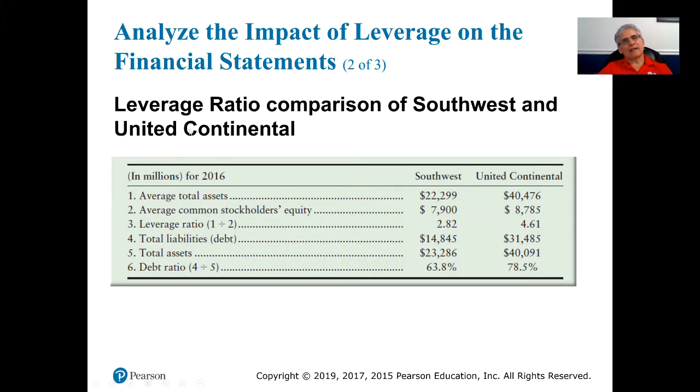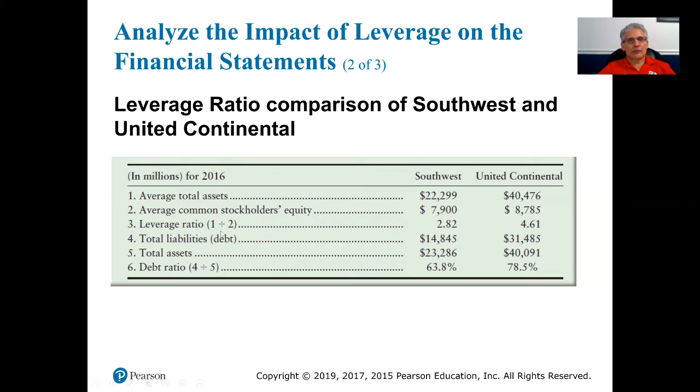Here we can see the leverage ratio comparison of Southwest and United Continental. These are two airlines. We can see that Southwest is about half the size of United Continental in terms of assets. Their equity is, interestingly enough, pretty close to the same.